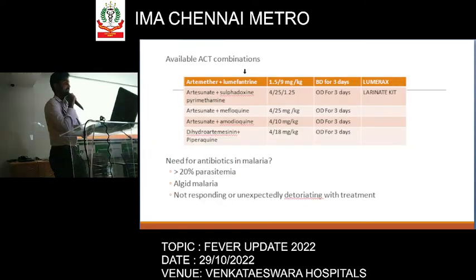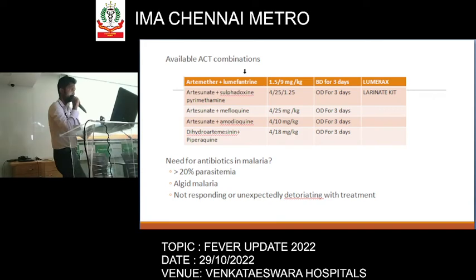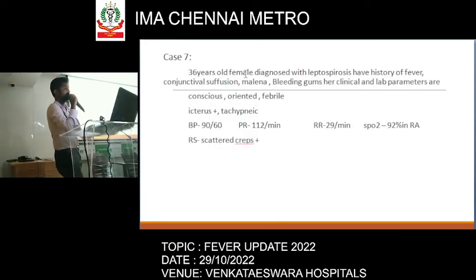So case 7: a 36-year-old female, diagnosed with leptospirosis, has a history of fever, conjunctival suffusion and melena. Based on the history, even without lab investigation, conjunctival suffusion can indicate the patient has leptospirosis. She is presenting with melena and bleeding gums. So the patient has hemorrhagic manifestations.